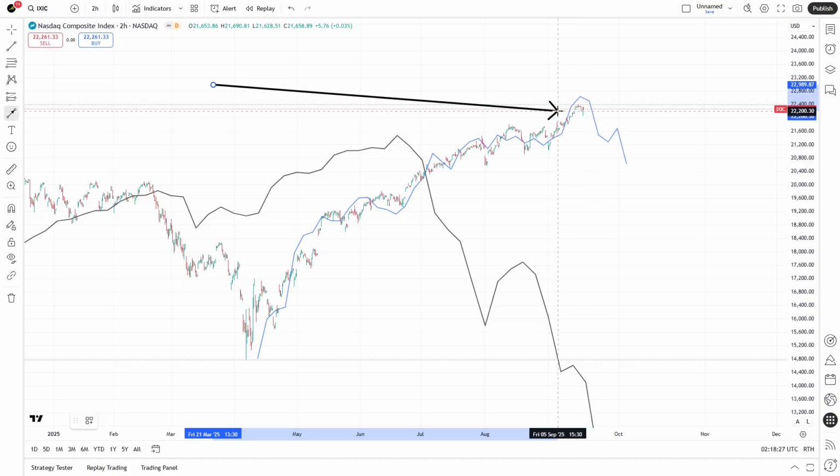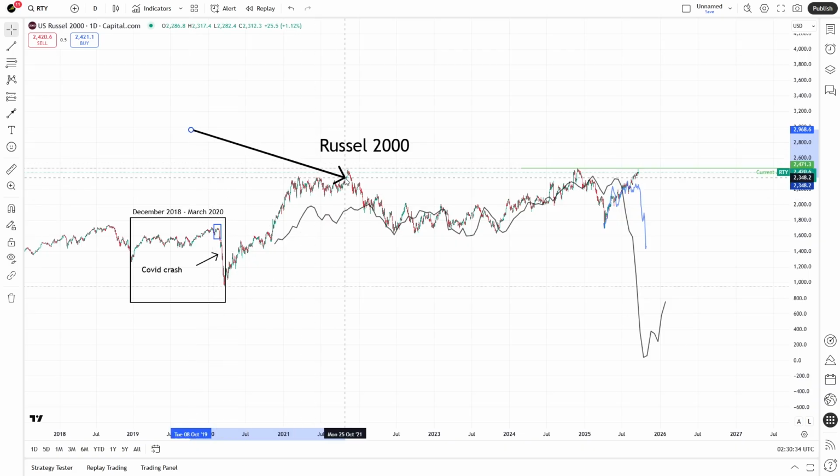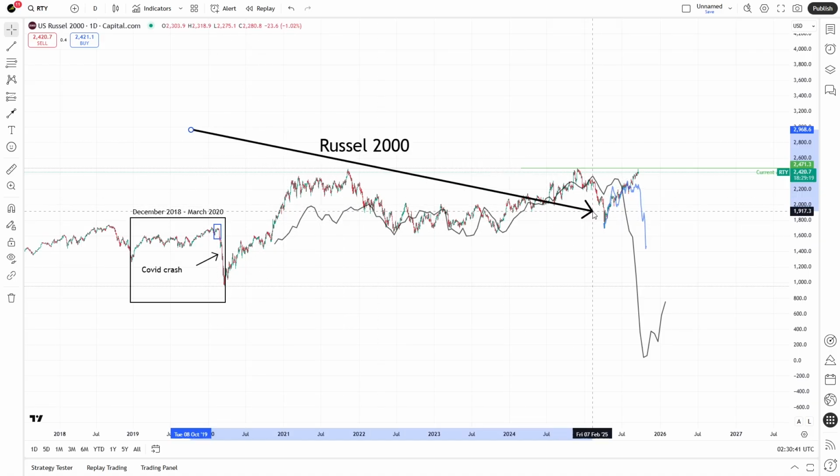Let's take a look at the Russell. Okay, so this is the Russell 2000, and similar to all the other ones, you take December 2018 to March 2020, copy and paste it onto this part of the chart. Of course, you adjust it for the timing, height, and depth differences. And of course, this little blue box is this blue fractal. It's taken on a lower time frame.